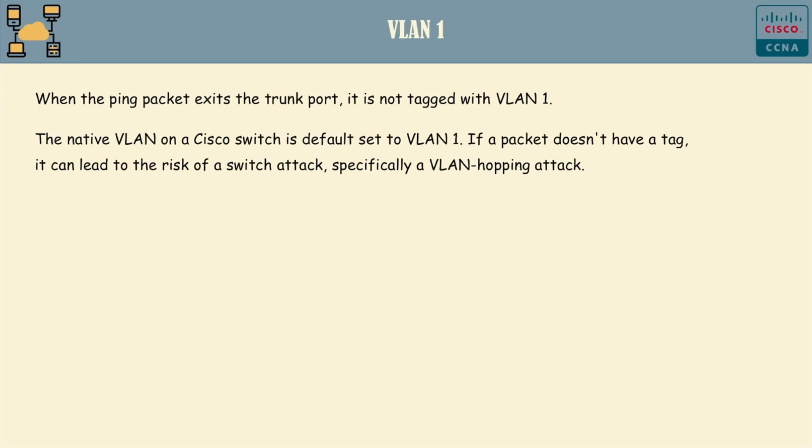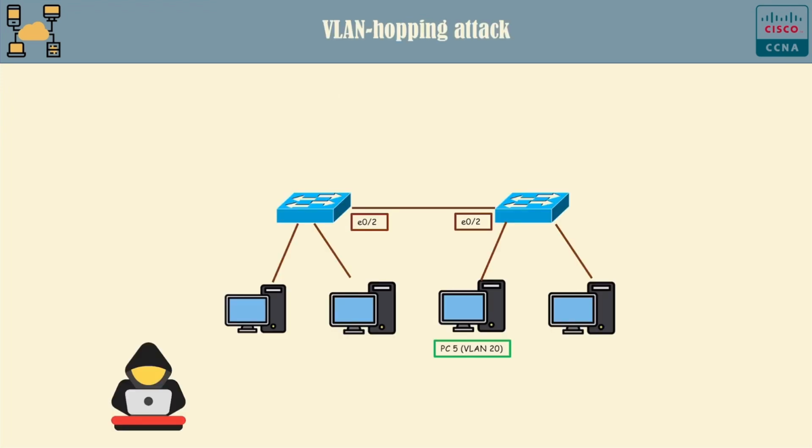If a packet doesn't have a tag, it can lead to the risk of a switch attack, specifically a VLAN hopping attack. Let's assume that PC5 belongs to VLAN 20, and this PC is an attacker. The attacker sends a packet, and of course, this switch hasn't been assigned VLAN 20.